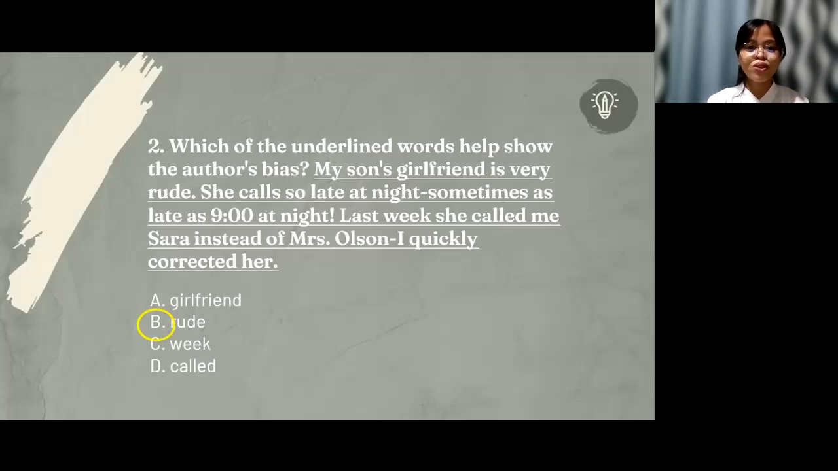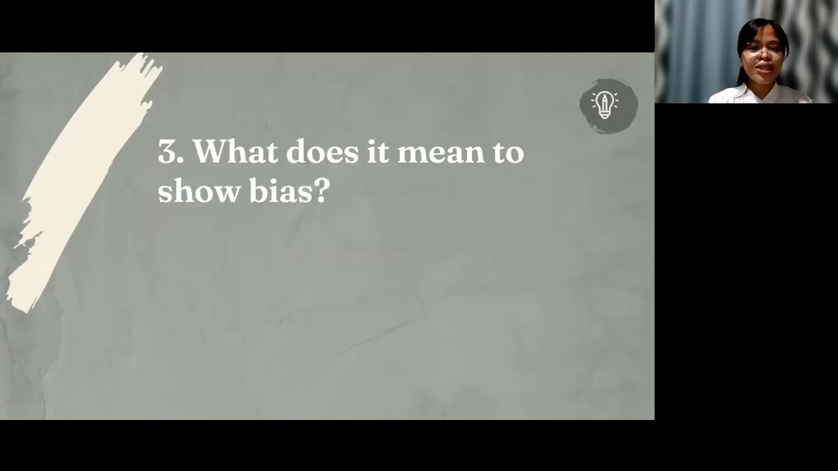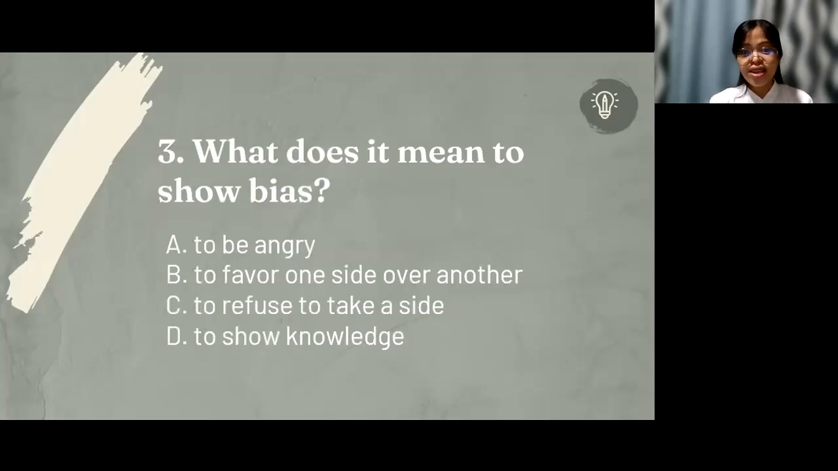Now let's move on to number 3. What does it mean to show bias? Based on the previous examples, what do you think is the meaning of bias? A, to be angry. B, to favor one side over another. C, to refuse to take a side. Or D, to show knowledge. The correct answer is B. It's all right. If you did not get it, it's okay, since this is just a pre-test. Let us continue.